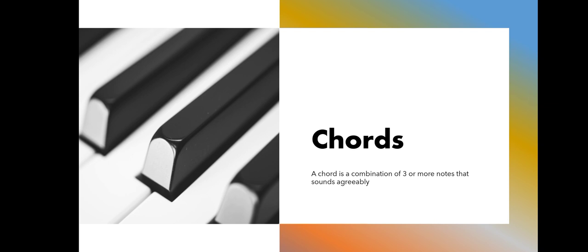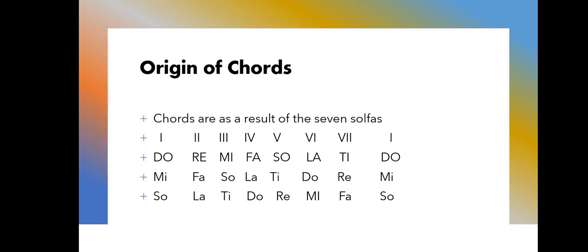A chord is basically a combination of three or more notes that sounds agreeably. When you choose certain notes and sound them together, the sound that comes out is pleasing to the ear. That means they are agreeing, or they sound agreeably. So that's a chord.